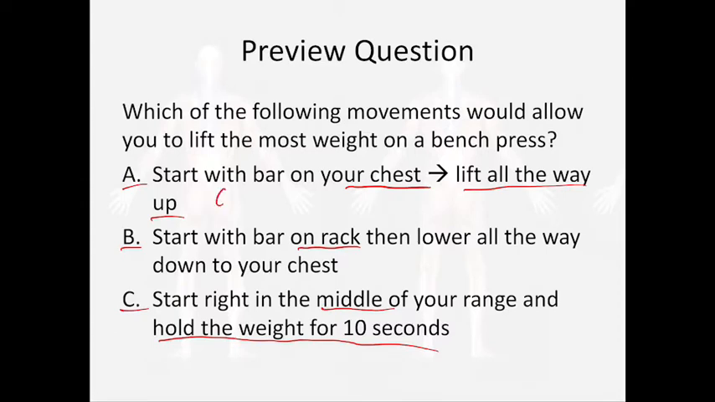Let me explain this in terms of those contractions. A represents concentric, B represents eccentric, and C represents isometric. So you can think about which one you think can produce the most force. I'm not going to give you the answer right now, but we'll make sure we address it as we move forward.